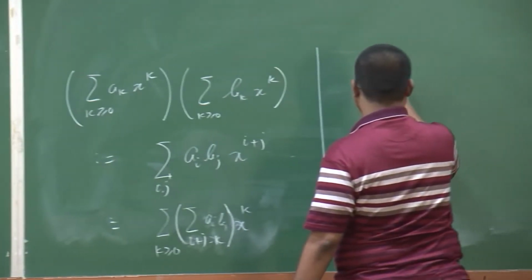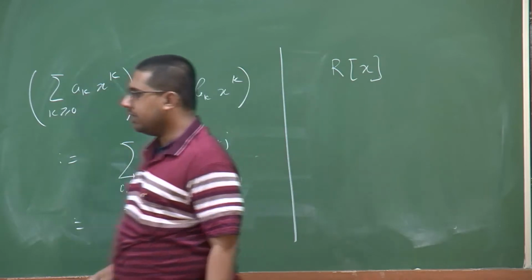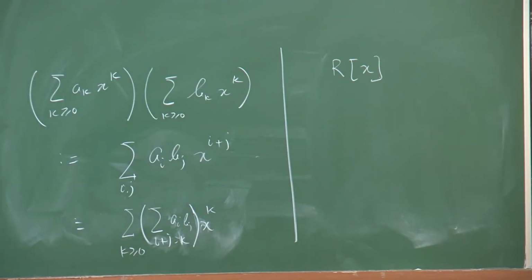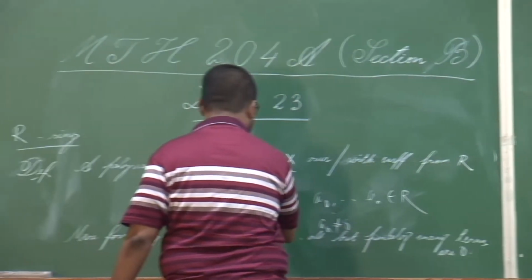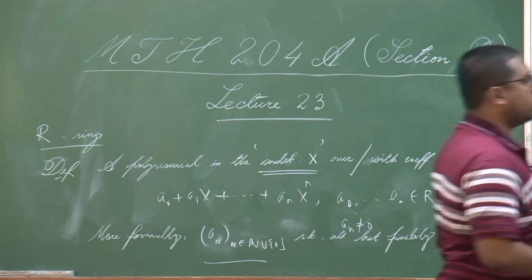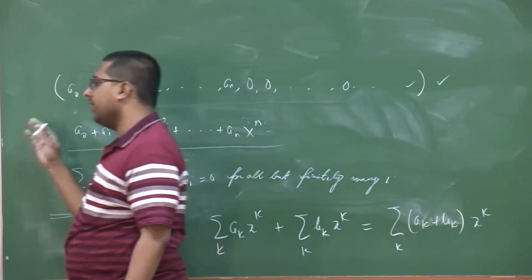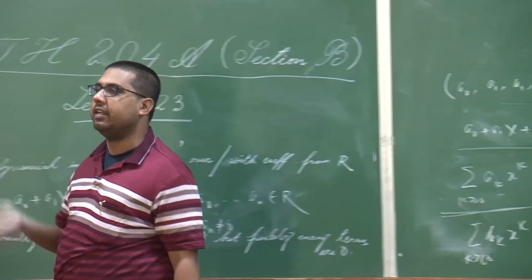So this is denoted by R[x], the set of all polynomials in the indeterminate x. Here x is not actually meaning anything. As I said, formally these are sequences where you do not need any reference to any indeterminate.